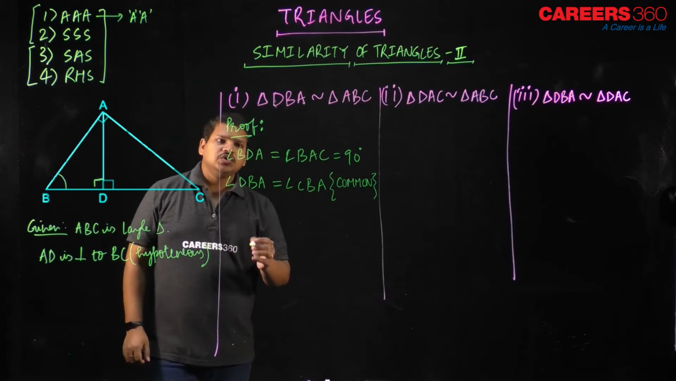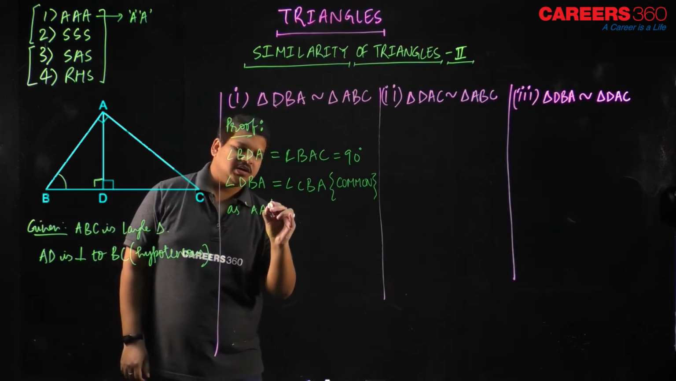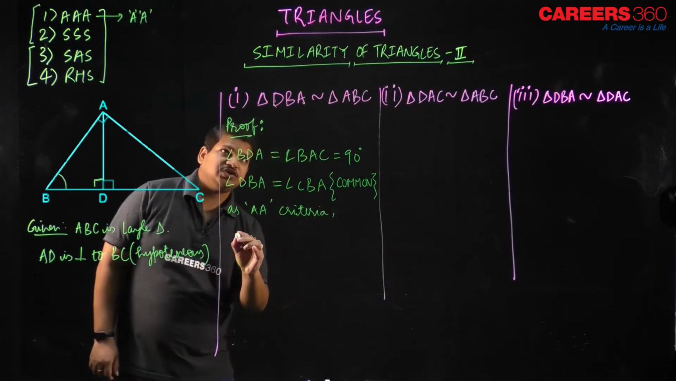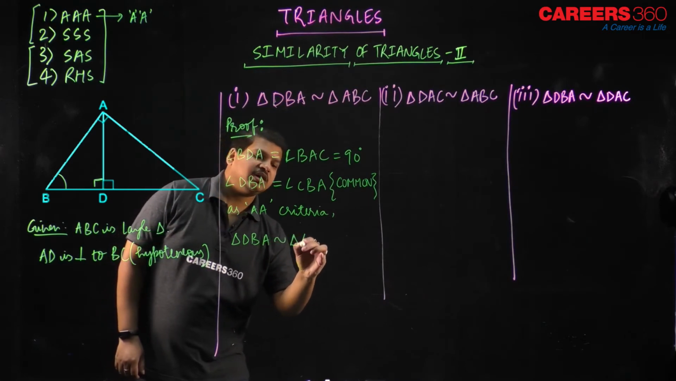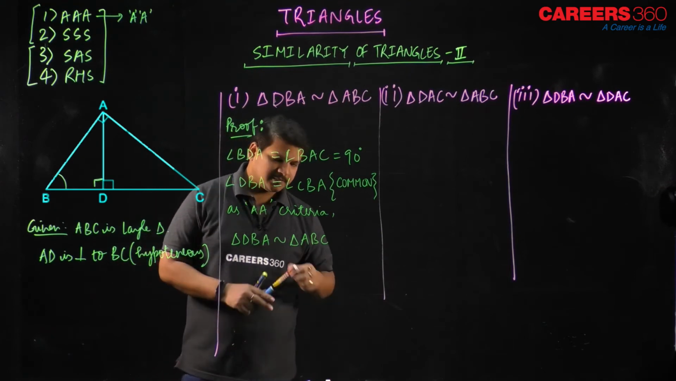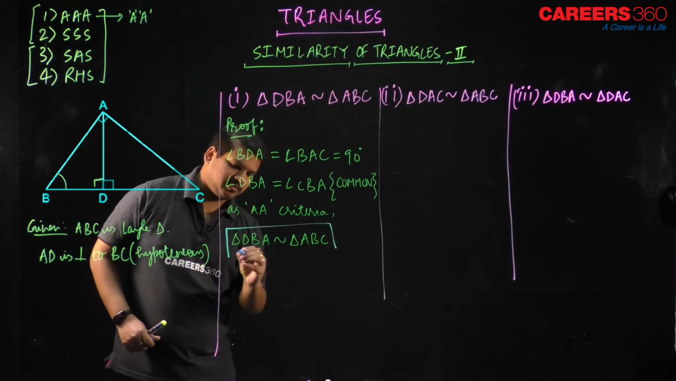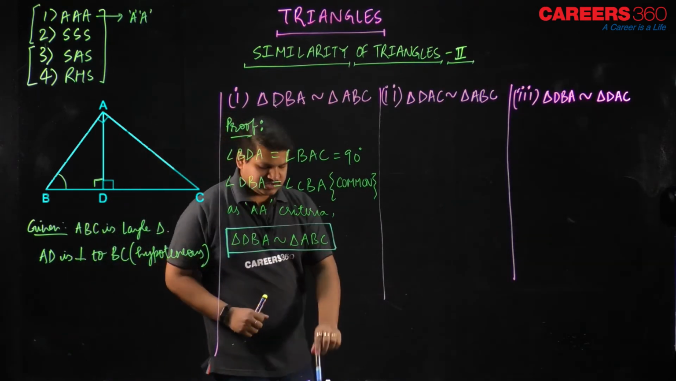will follow. So as per AA criteria, triangle DBA is similar to triangle ABC. So that was about my first proof. I hope it is making sense to you.